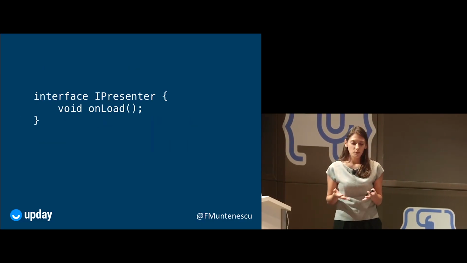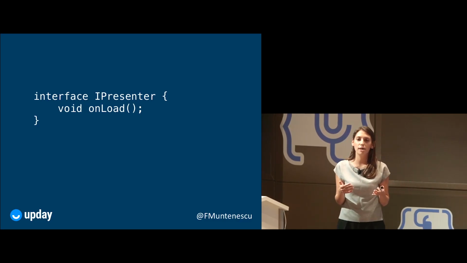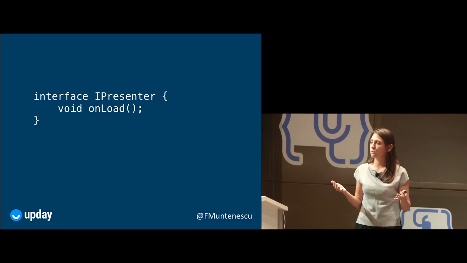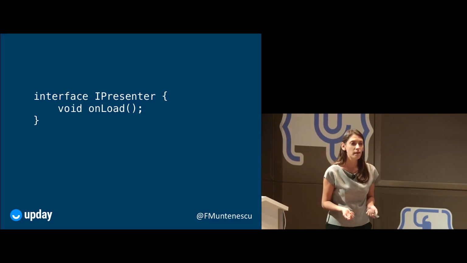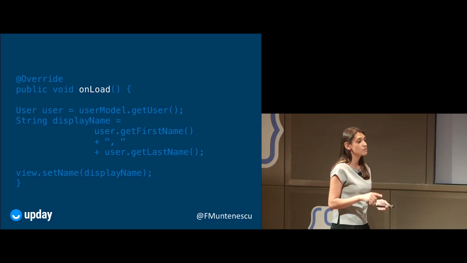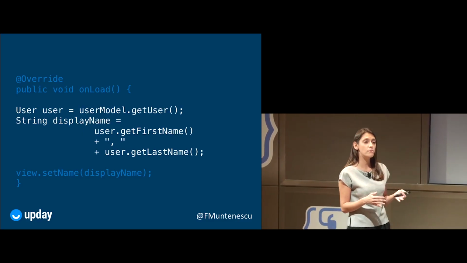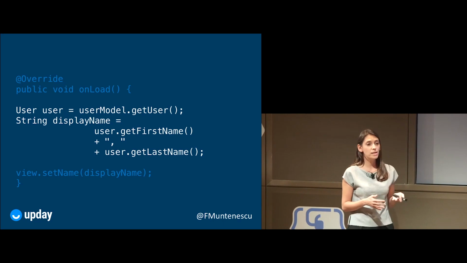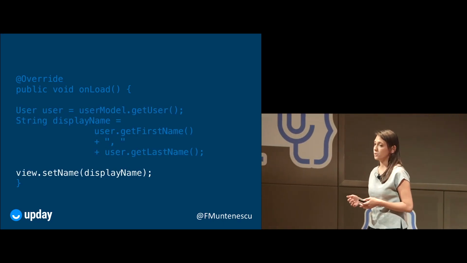So in the presenter, we would also need a sort of start method, a method that the view would call when it's ready to load, when the view would be ready to display the data. So let's call it onLoad. This onLoad method should be the one responsible for creating that display name. So in onLoad, we would get the user from the user model, compute the display name, and then set the display name to the view.